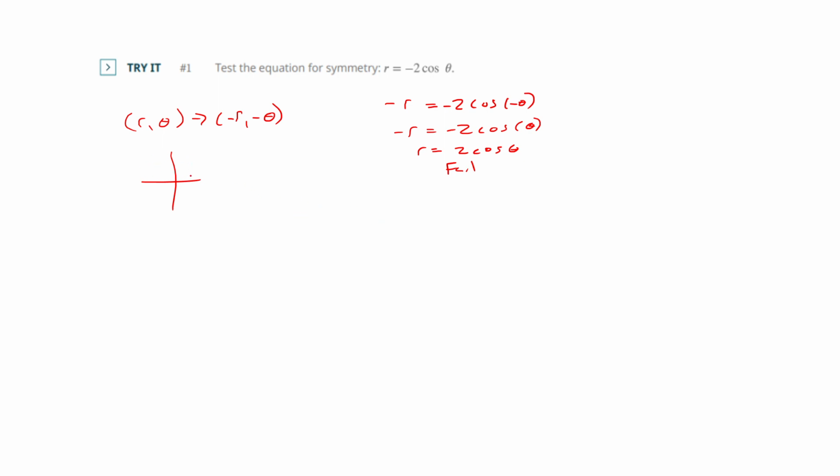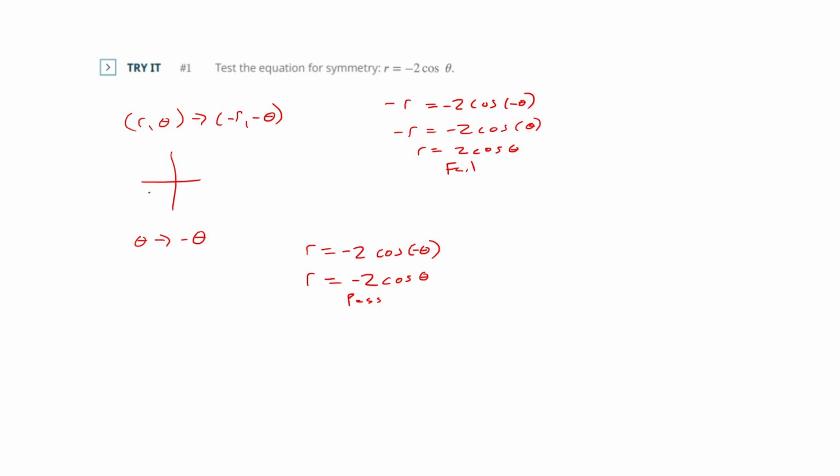Now let's check with respect to x. There we change theta into negative theta. So if I've got r equals negative 2 cosine of negative theta, this is going to work because cosine is an even function. That negative inside the angle doesn't do anything, and so I get right back to where I started, so we've passed this. So we think we have some symmetry with respect to the x-axis.